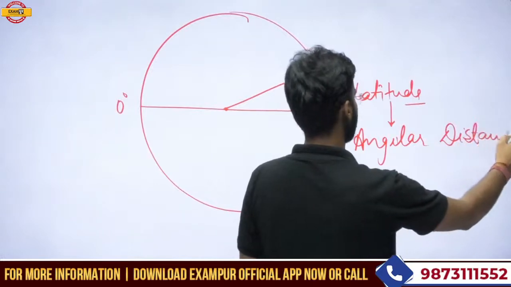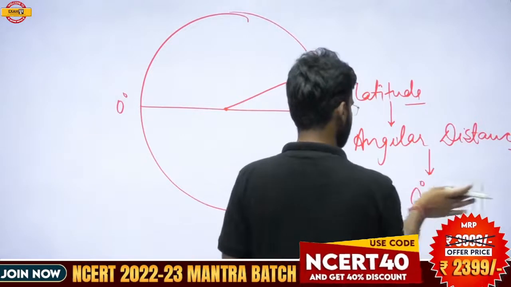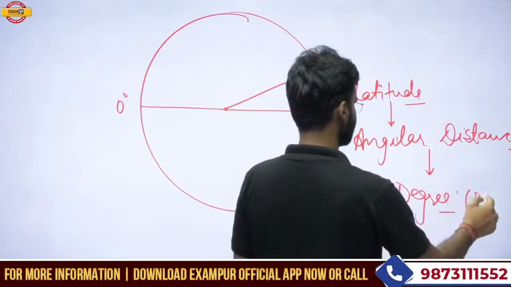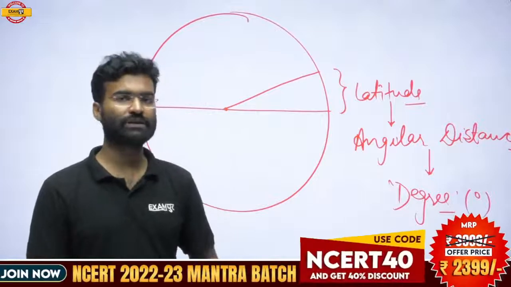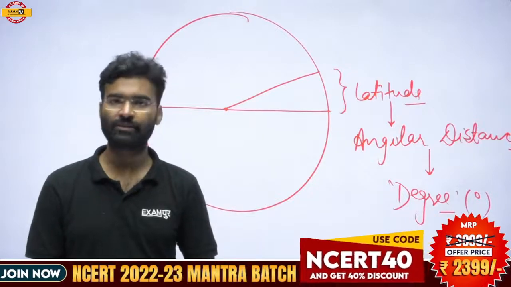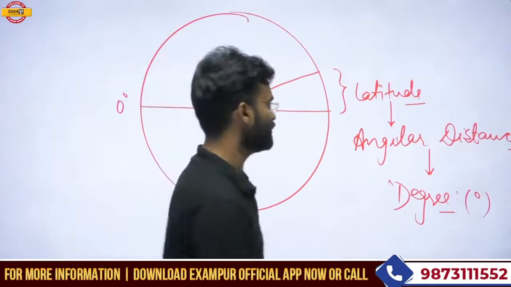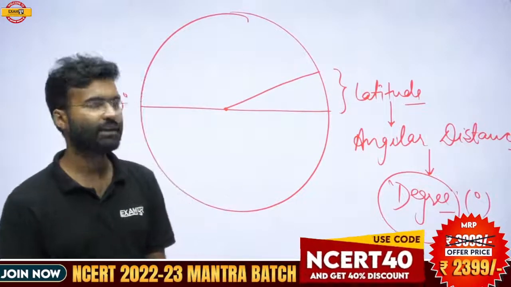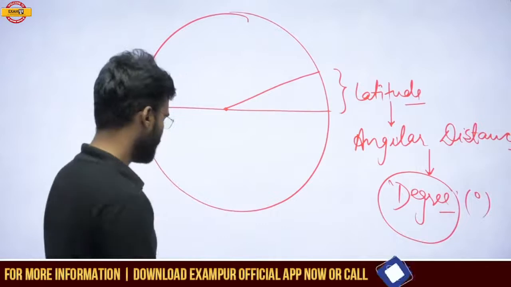That is why we use the degree as the unit for the measurement of latitude. If latitude were a linear distance, we would use units like meter, kilometer or centimeter for the distance measurement. But this is not a linear distance, it is an angular distance, and that is why we use the degree, which is used in the measurement of angles. As you know in mathematics, degree is always used for measuring angles, not linear distance. So this is the angular distance of latitude.